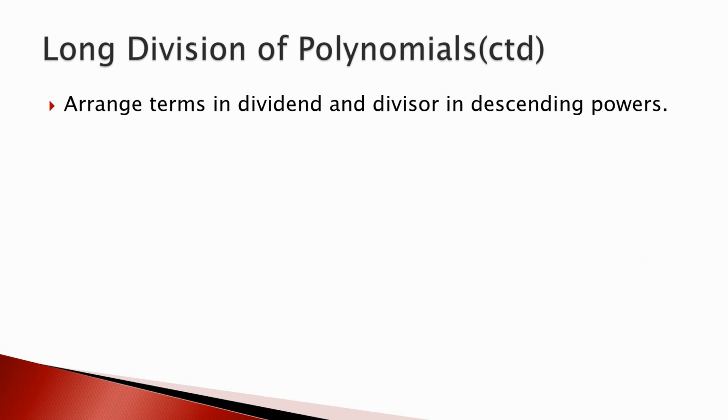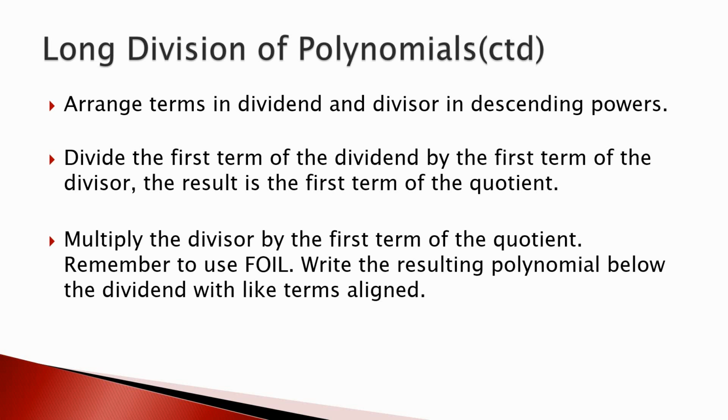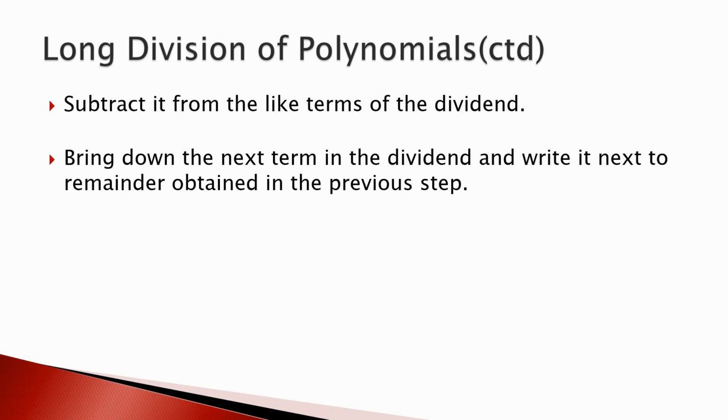So this is the procedure written in a formal way. Arrange terms in the dividend and divisor in descending powers. Divide the first term of the dividend by the first term of the divisor. The result is the first term of the quotient. Multiply the divisor by the first term of the quotient. Remember to use FOIL. Write the resulting polynomial below the dividend with like terms aligned, and subtract it from the like terms of the dividend. Bring down the next term in the dividend and write it next to the remainder obtained in the previous step.